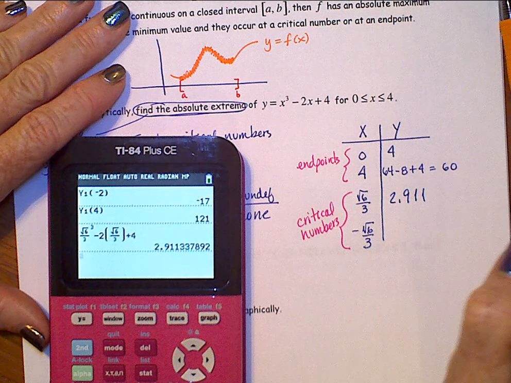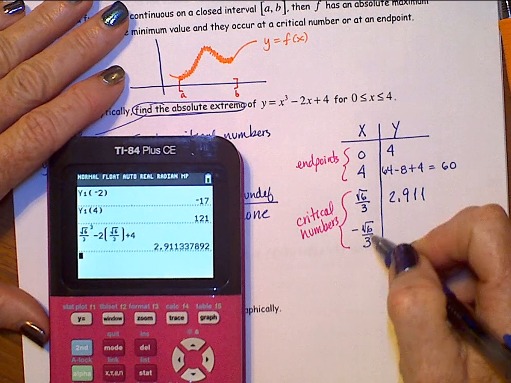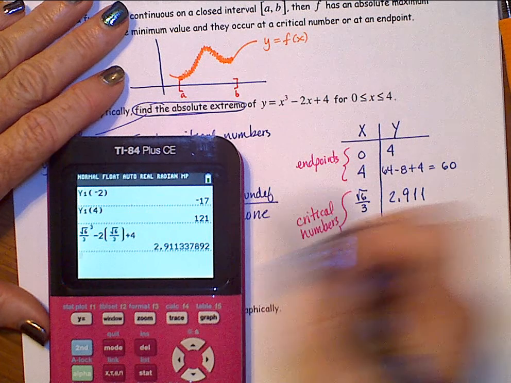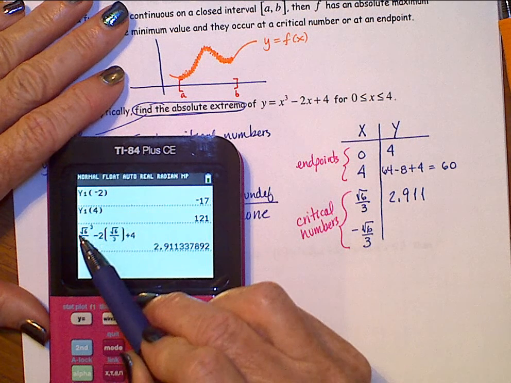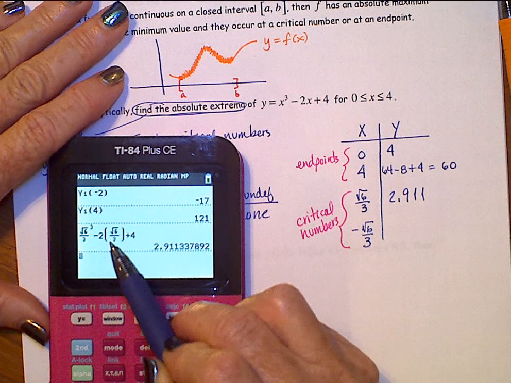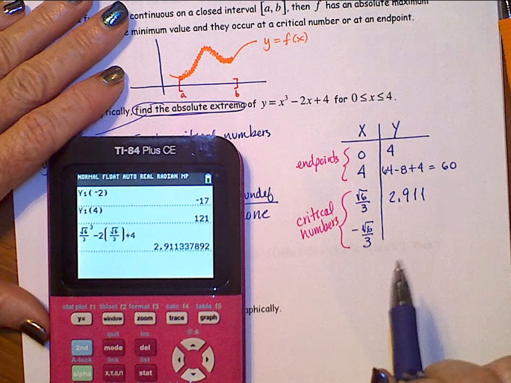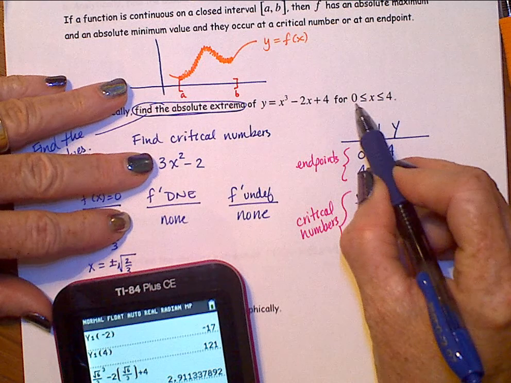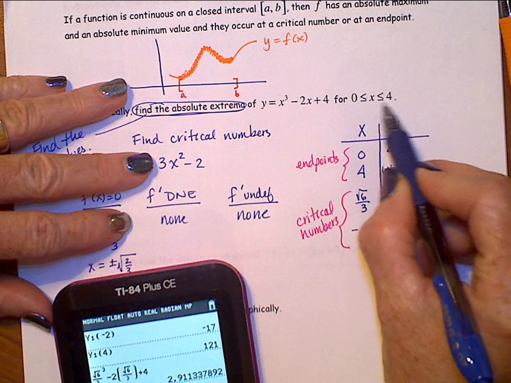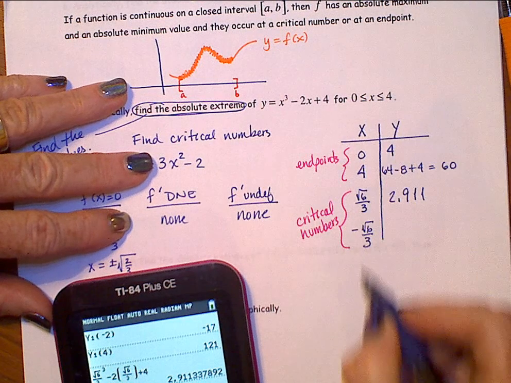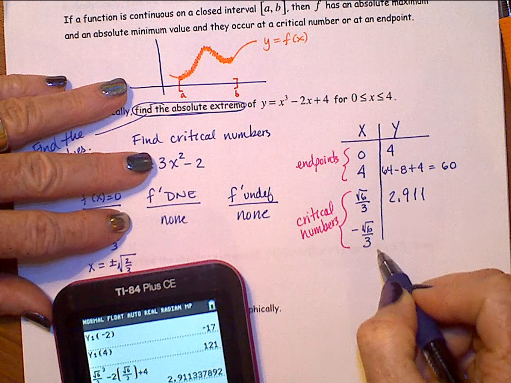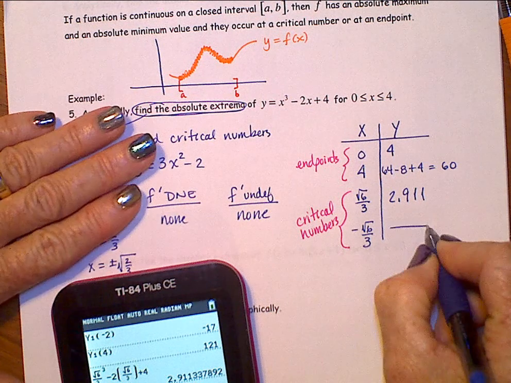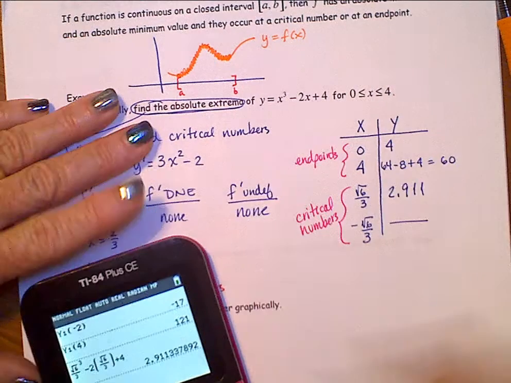Okay, now you could go back and plug in this negative square root 6 over 3 pretty easily, just going back and pulling this equation down and then changing that to a negative and putting a negative in here. However, look at the domain for this problem. The domain was between 0 and 4. Is this value between 0 and 4? Absolutely not. So we don't need to check it. That's not in the domain.